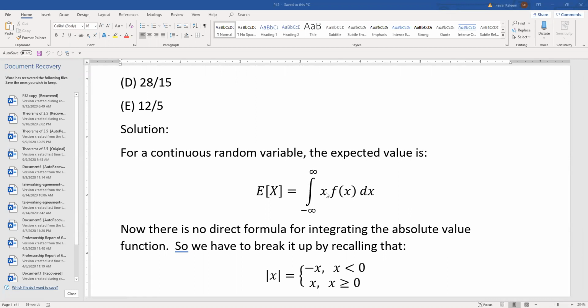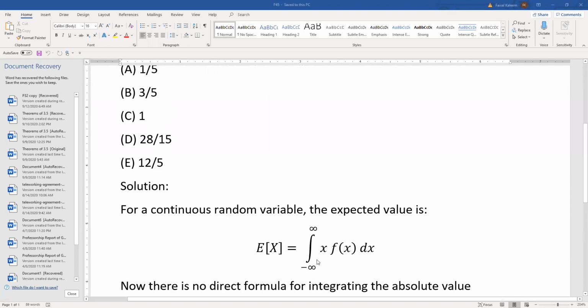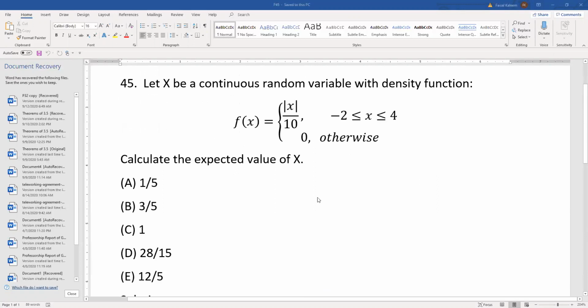And it's very rare that the function is non-zero in the entire negative infinity to infinity range. So practically it just reduces to that part where it's non-zero. Now this is non-zero from -2 to 4. However, it looks like we just have one definition for this -2 to 4. But the problem is that there is no formula for integrating absolute value functions.